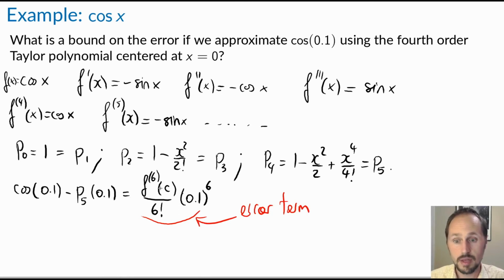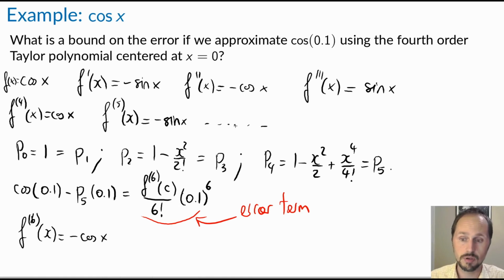And the nice thing about this is the sixth derivative of cosine. The sixth derivative here of cosine is just going to be negative cosine x, right? Looking at our pattern, the second derivative is negative cosine x, and then it repeats every 4. So that's negative cosine x.